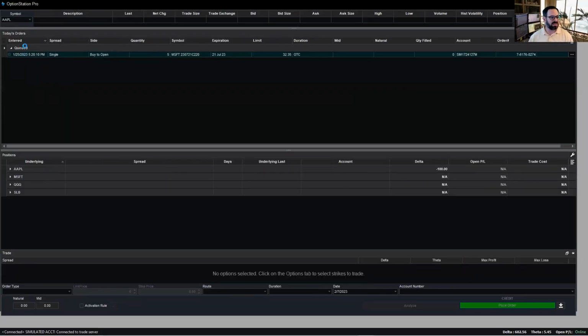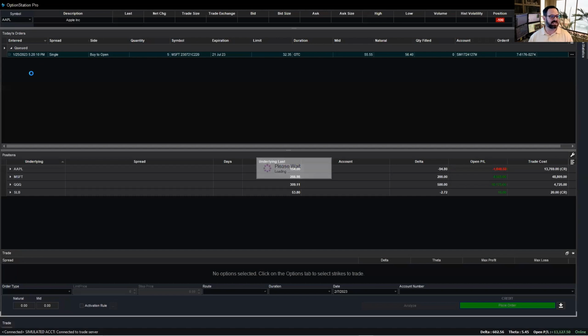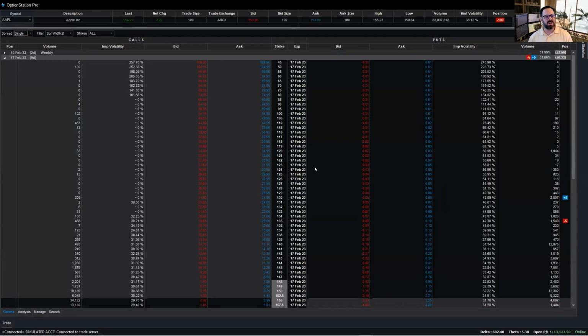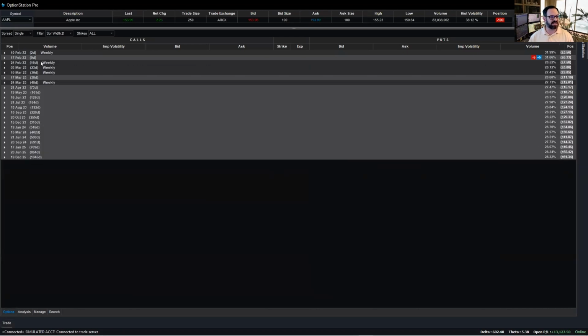There we go. I guess that speeds up my computer a little bit. So looking at Apple, for instance, that's the first one I was looking at here. If I go to the options tab and collapse this, you'll see that we see weekly options. Actually, let me zoom in a little more. Hopefully you can see that better.